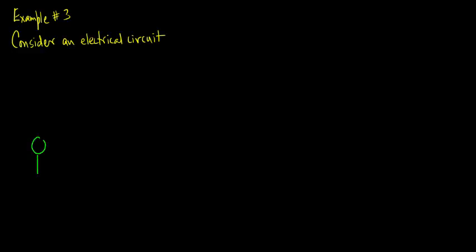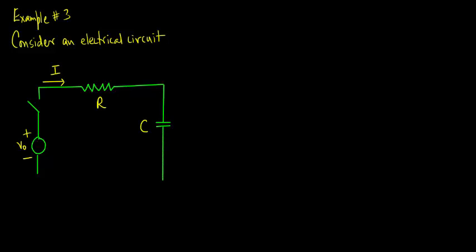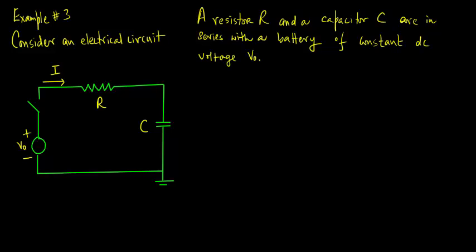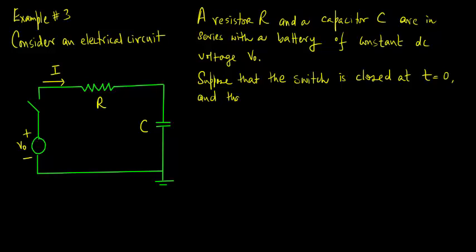So let's go ahead and actually make a diagram of our electrical circuit. So we have a resistor R and a capacitor C, which are in series with a battery of constant DC voltage V0. Now suppose that the switch is closed at t equal to 0 and that there is no charge initially on the capacitor.